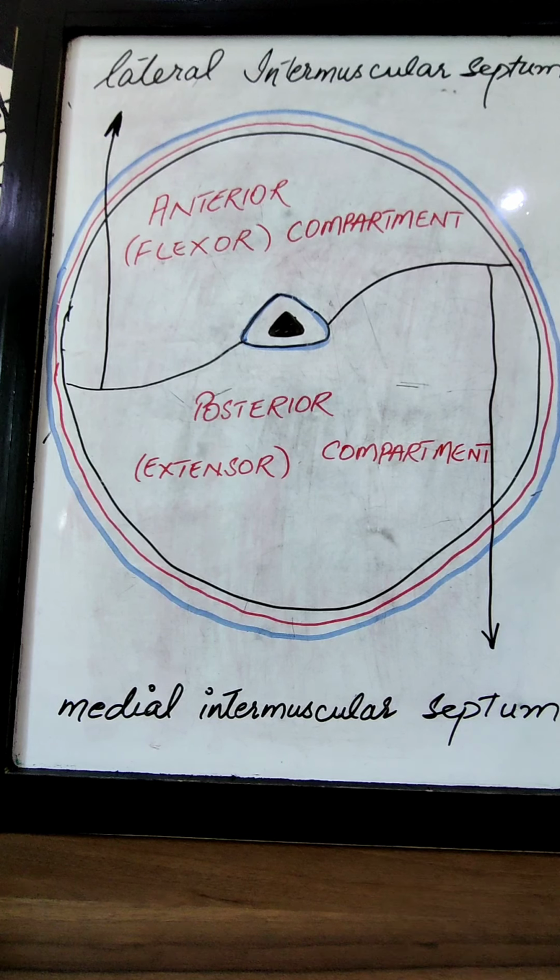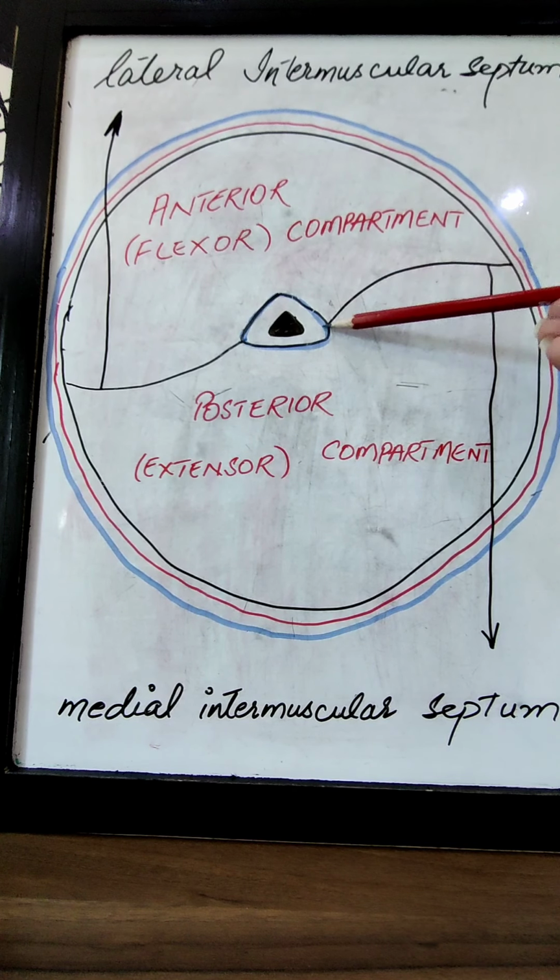So as you can see here, again the blue line represents the skin, and then the red line represents the superficial fascia, and the black color represents the deep fascia. So this is the brachial fascia encircling the arm. And then the division of the arm into the anterior or flexor compartment and the posterior or extensor compartment is by extensions of the deep fascia inwards towards the humerus.